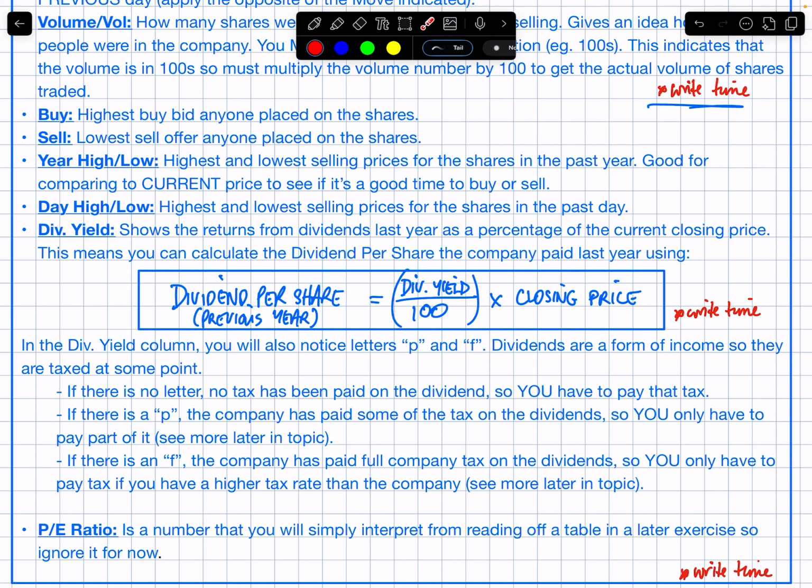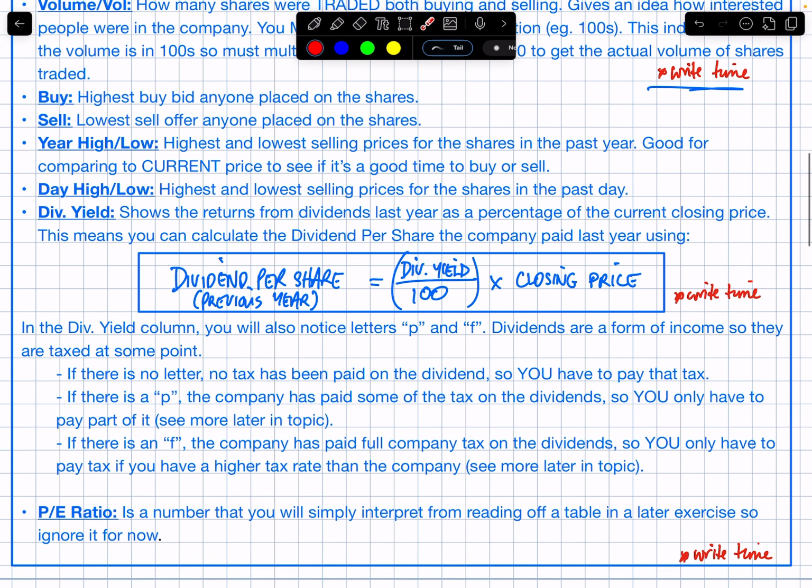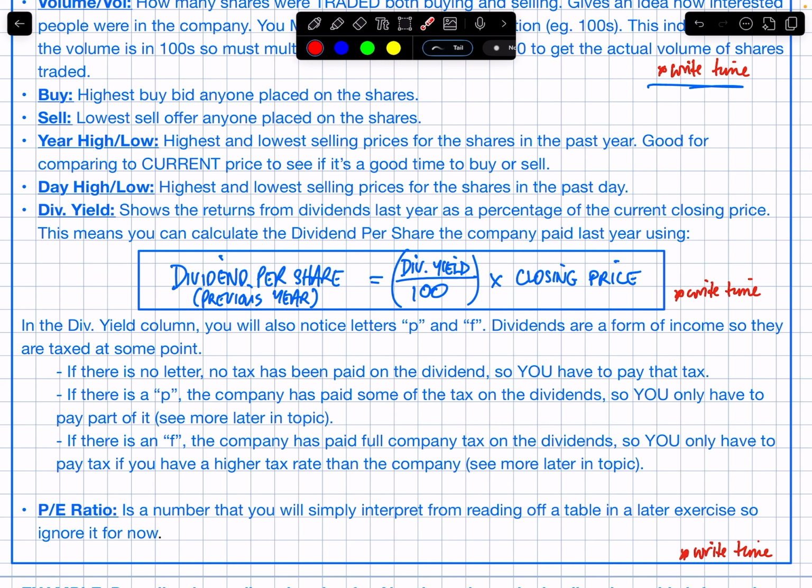So the dividend might only be 50 cents, but if you had 100 shares in that company, 50 cents per share dividend, you would get $50 for free from the company just because you own the shares without having to sell the shares and losing ownership in the first place, okay?